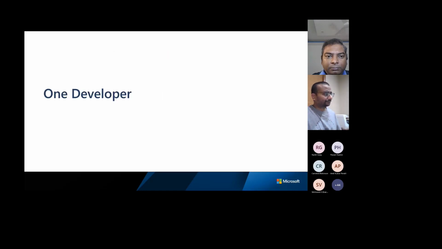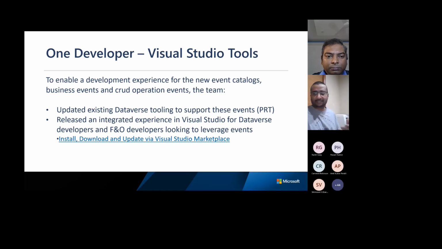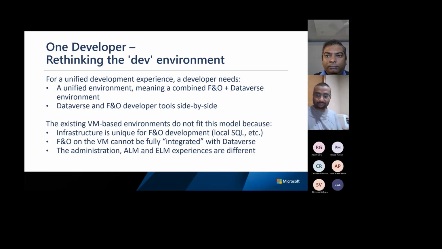Now, let's quickly jump into one developer. From a one developer perspective, as we mentioned in the initial slides, the idea is let's have a consistent toolset, let's converge on the toolset, and let's also make it easy for developers to get an environment where they can develop on a converged platform, right? Today, a developer gets an FNO environment separately, and a Dataverse environment separately. They go through a 20-step process that we have published to link these two environments, then do the development and generate the code packages for FNO separately and for Dataverse separately, then deploy them separately. There are a lot of hoops our developers have to jump through today to make this work. So the idea is we want to rethink what a developer environment looks like for a converged platform.